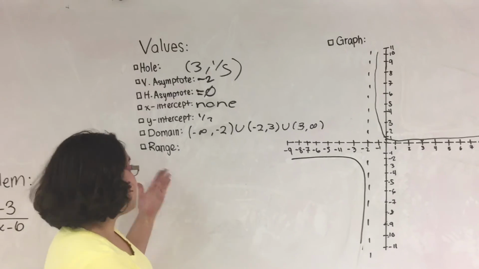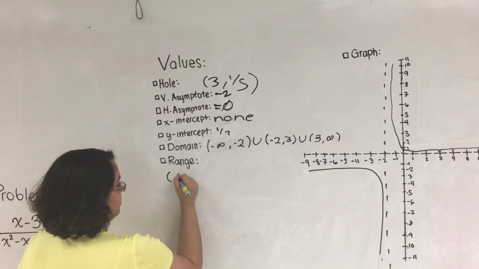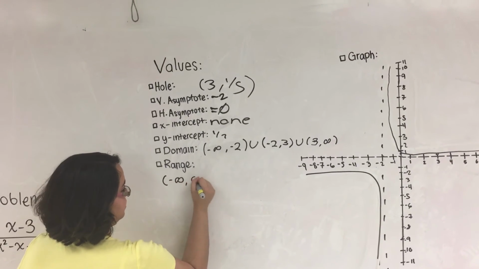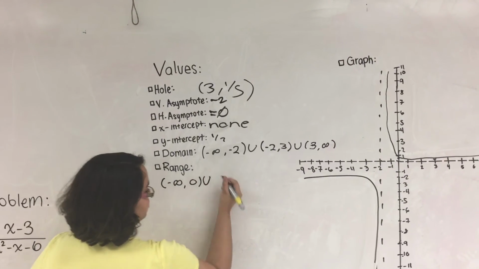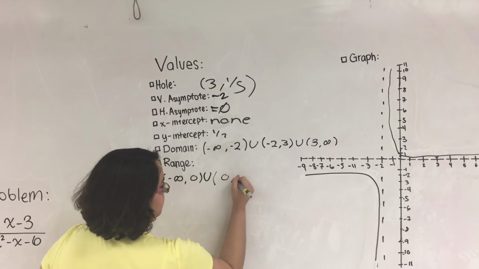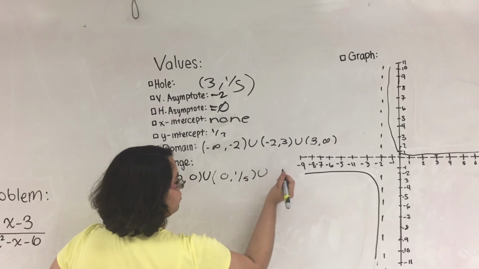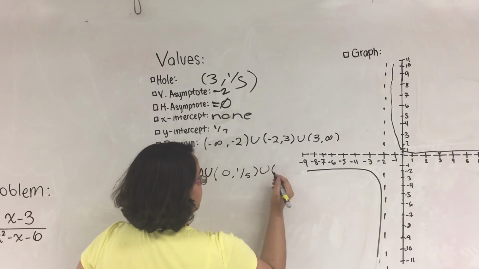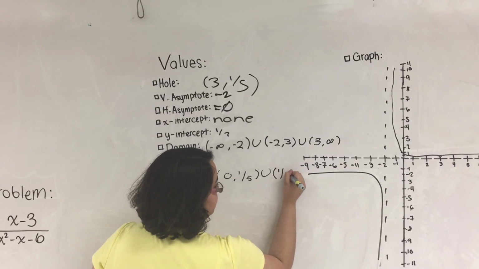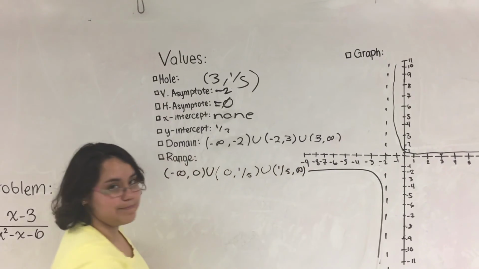And lastly, for our range, we have open parenthesis, negative infinity, comma, 0, close parenthesis, union, open parenthesis, 0, comma, 1 over 5, close parenthesis, union once again, open parenthesis, 1 over 5, comma, infinity, close parenthesis.